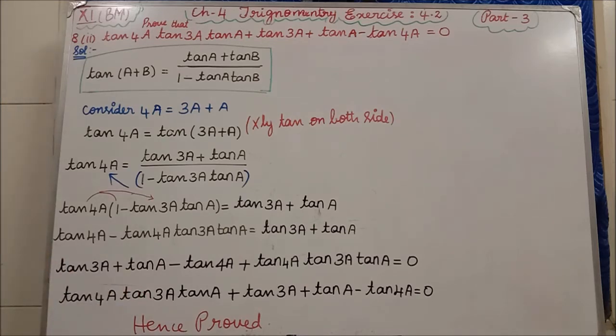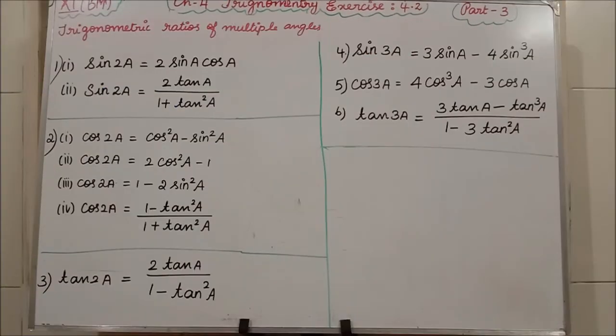Clear, all of you, the 8th question? Students, next we are going to see some formulas, which are the trigonometric ratios of multiple angles. Students, these involve sin 2a, cos 2a, tan 2a, sin 3a, cos 3a, tan 3a. These identities are called multiple angle identities.